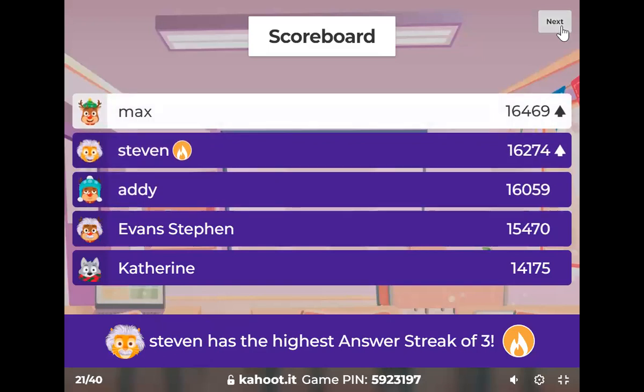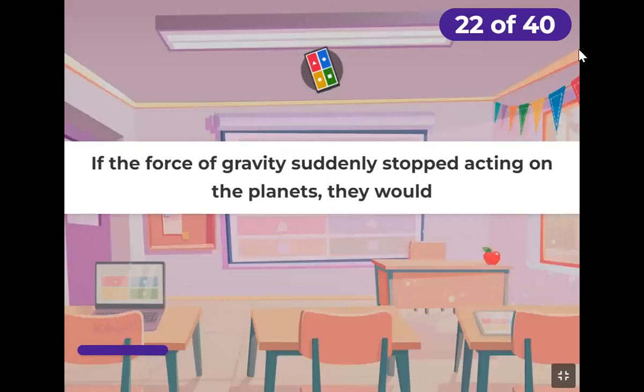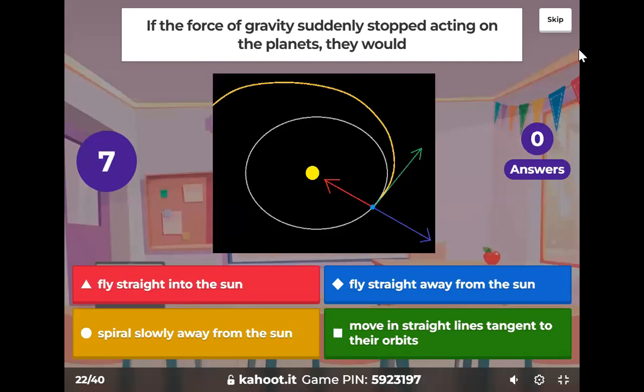Max to the top. If the force of gravity suddenly stopped acting on the planets, they would... The colors matched. Which color is it?